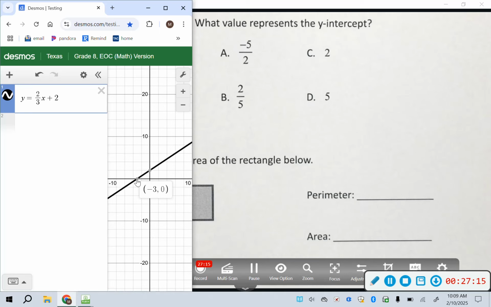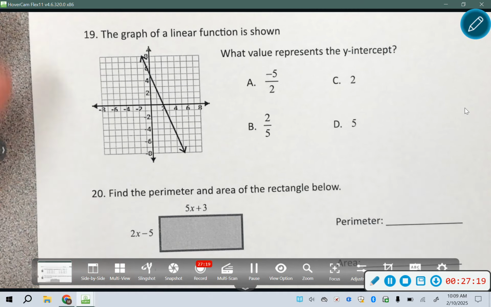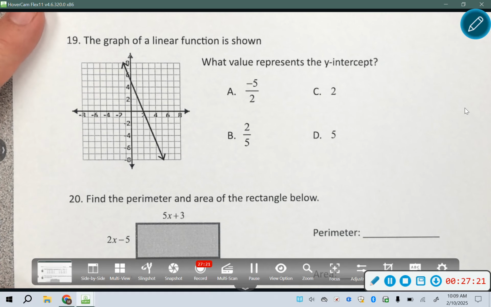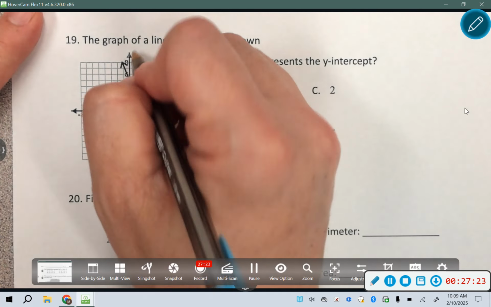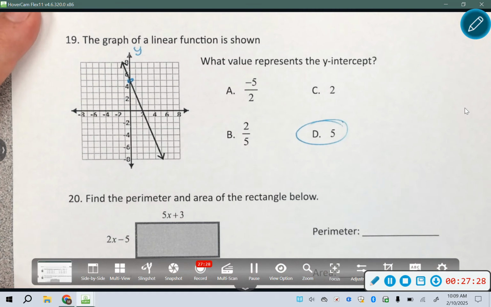Okay, number 19. I have here the graph of a linear function is shown. What value represents the y-intercept? Your y-intercept is just where it touches the y-axis, and it touches at 5. So D is my answer.